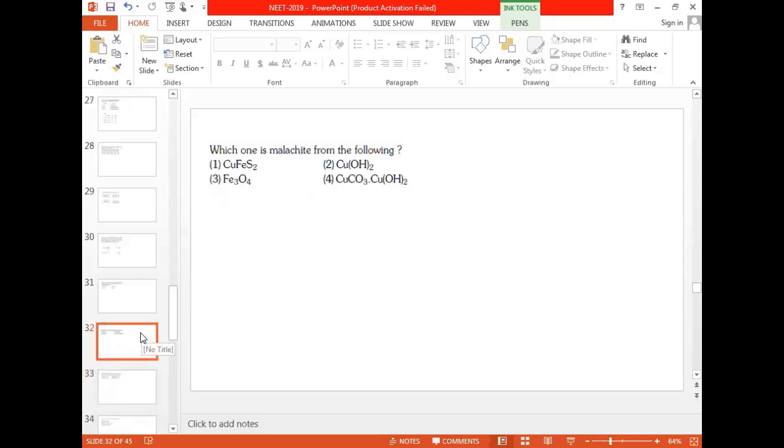Then the next question: which of the following is malachite? CuFeS2 is copper pyrites. This other one I don't know, it is iron, hematite. Then the fourth one is CuCO3·Cu(OH)2. What is the color of malachite ore? Green color, greenish color. So CuCO3·Cu(OH)2.